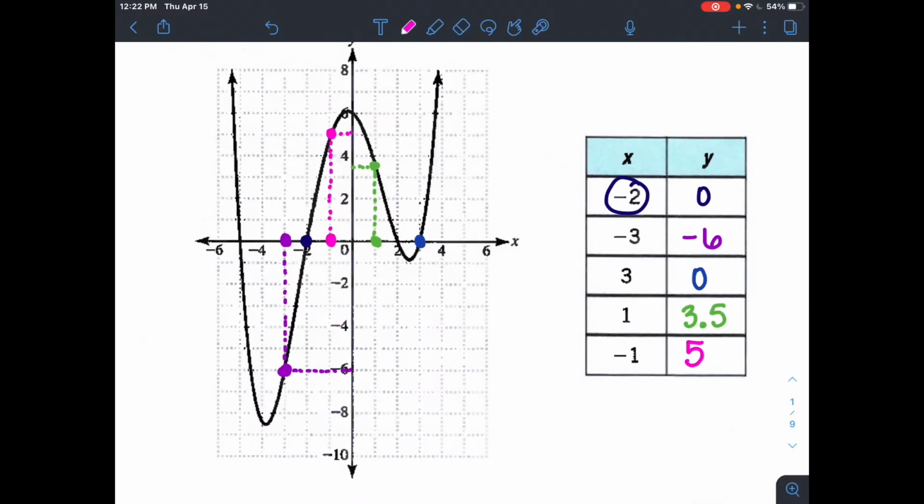Okay, so I went to my x-axis, found that number that I was looking for, that's my input. I went up to the function or down to the function, I met the function, and then I went over to the y-axis to find that y variable.